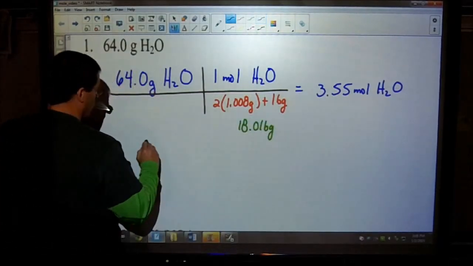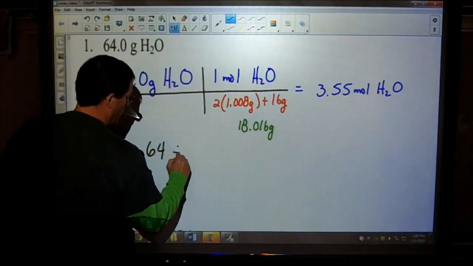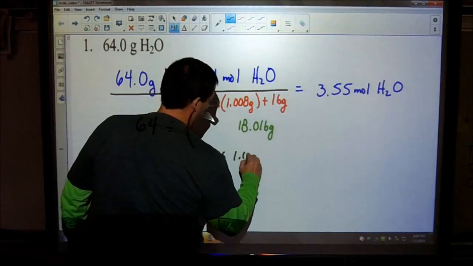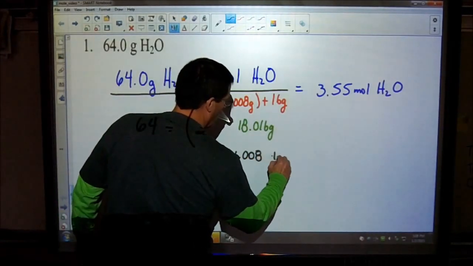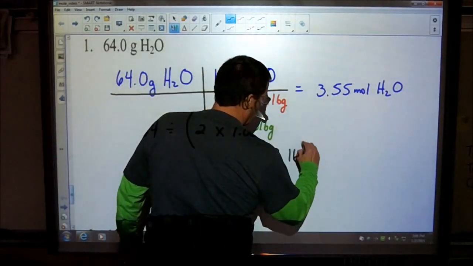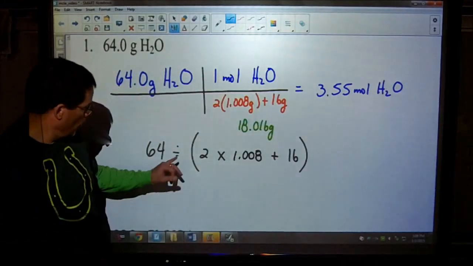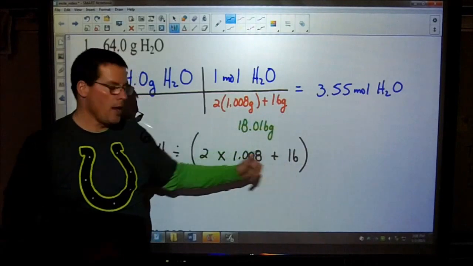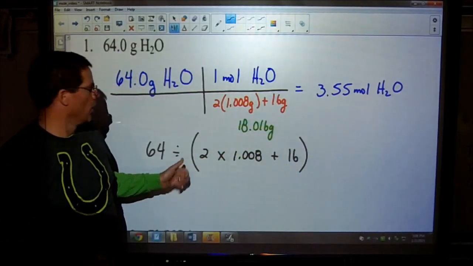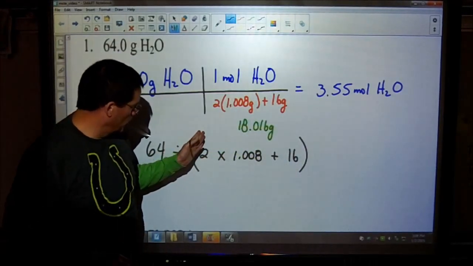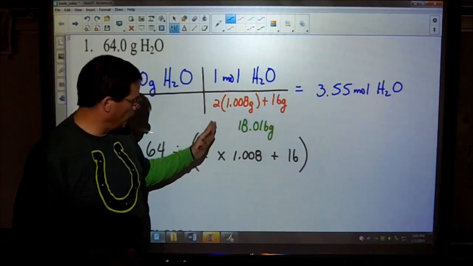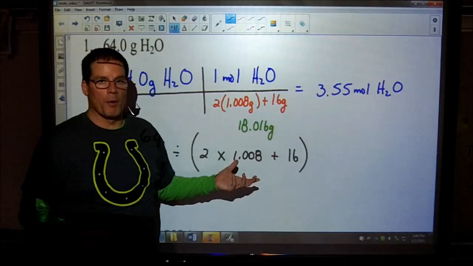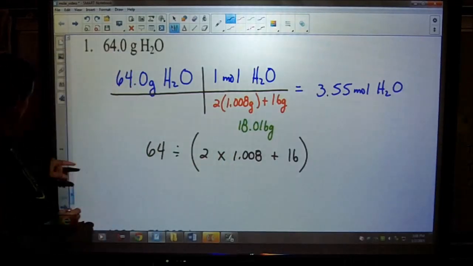Okay, so when typing this in, make sure you're doing the correct order of operations. So again, 64 divided by, open your parentheses, 2 times 1.008 plus 16, close your parentheses. Notice I only have 1 set of parentheses, the beginning and the end, immediately after the division line. Don't go parenthesis 2, close parenthesis, times, open parenthesis, that, close the parenthesis. That changes the order of operation. So be sure you know how to use your calculator.